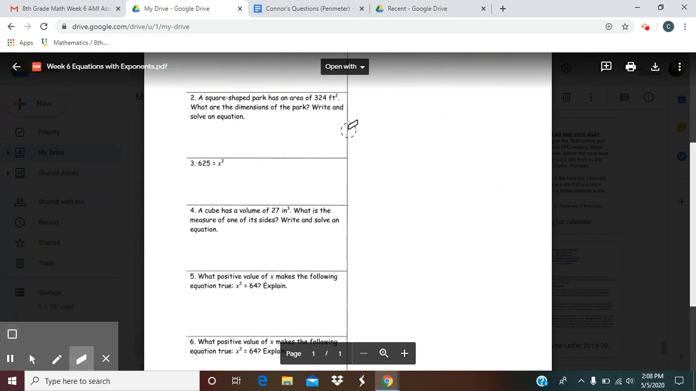So I want to point out the fact that a square has all sides the same length.